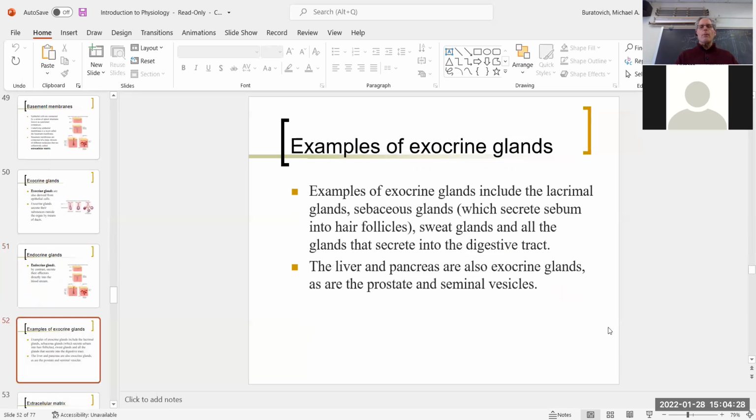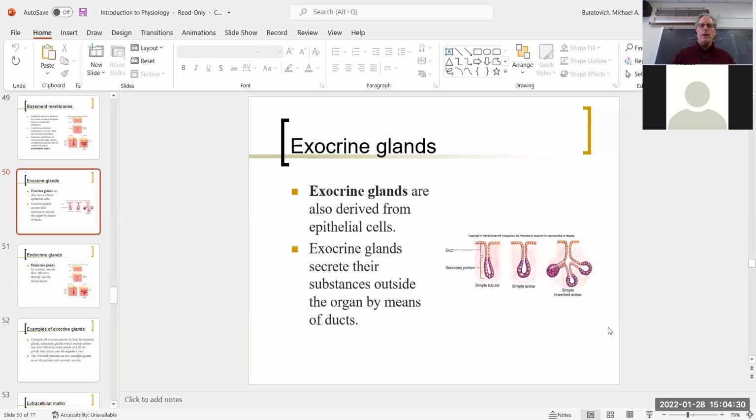And then you have another group of glands called exocrine glands. Exocrine glands secrete their materials into ducts, into tubes. So sweat glands are a great example of exocrine glands. You secrete into a duct, that's your eccrine sweat gland, and so on and so forth. So exocrine glands secrete into a duct, endocrine glands secrete into the bloodstream.